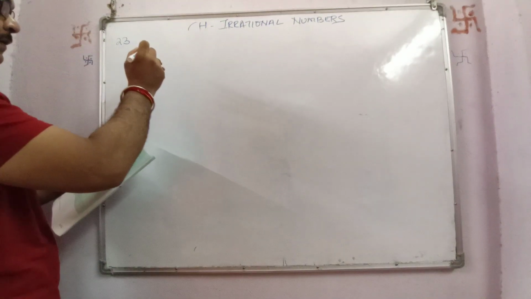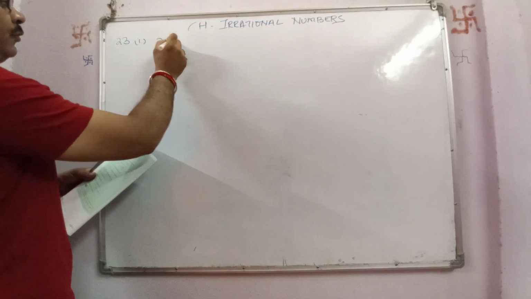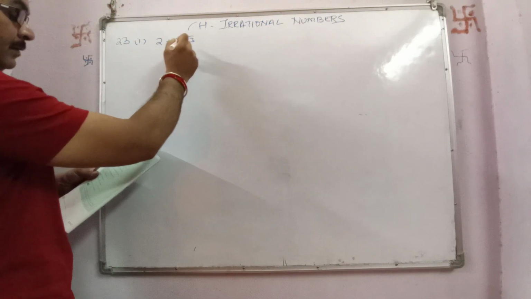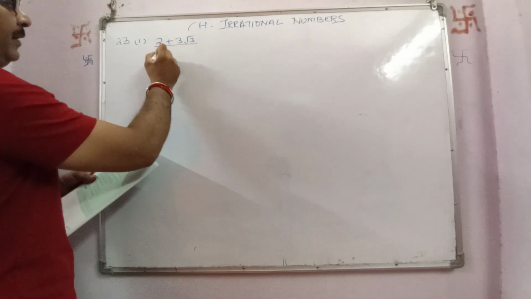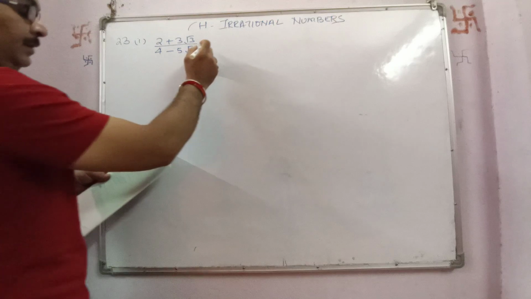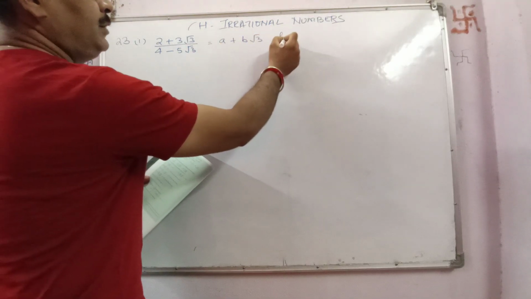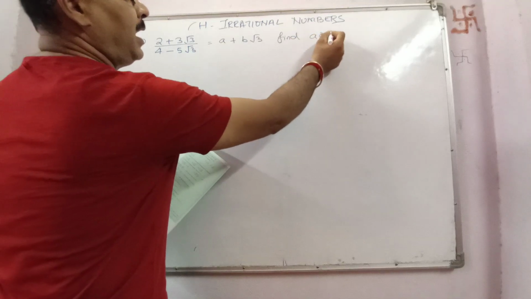Now question number 23. It is given that 2 plus 3 root 3 divided by 4 minus 5 root 3 is equal to a plus b root 3. We need to find out the values of a and b.